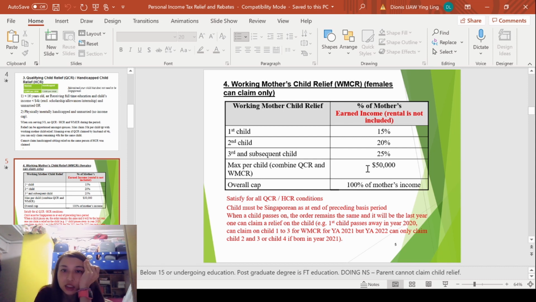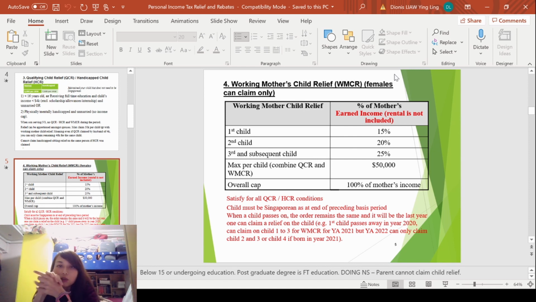The overall cap for all these WMCR and QCR will be 100% of the mother's income. So for example, if you give some of the amounts to the dad, there might be some leftover amounts that the mom still might need to pay. To claim this, you must satisfy all the QCR and HCR conditions stipulated in the previous slide, and the child must be Singaporean. For QCR and HCR, the children don't need to be Singaporean, but for the working mother child relief, the child must be Singaporean.